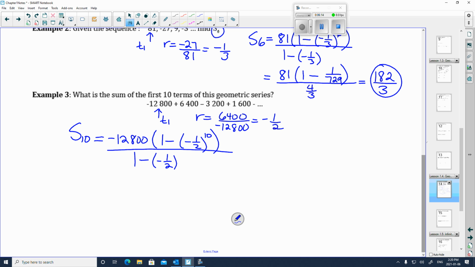Again, because there's a 1 on top, 1 to the power of 10 is just 1, and 2 to the power of 10 is 1,024. So I'm going to rewrite this before I type the whole thing into my calculator. So it's 1 subtract 1 over 1,024, all divided by 3 over 2, which is 1 subtract negative 1/2, which is 3 over 2. And the final answer is negative 8,525.